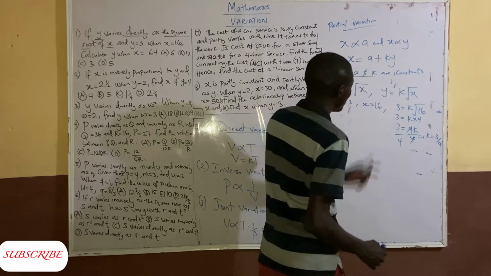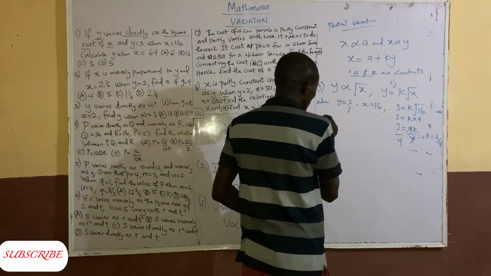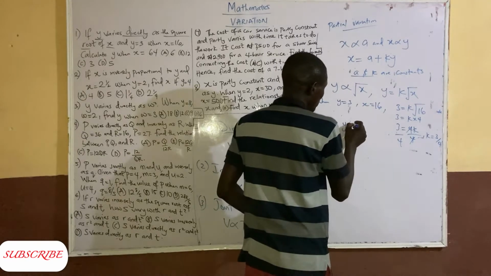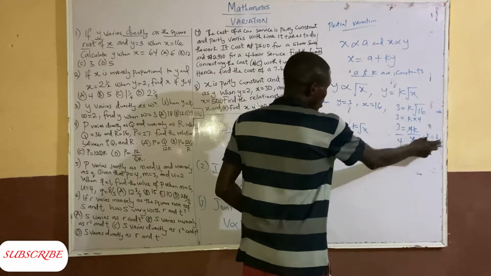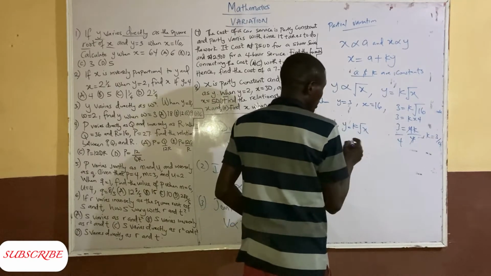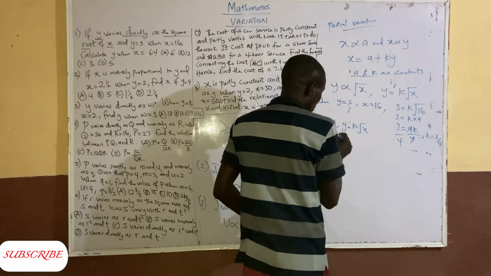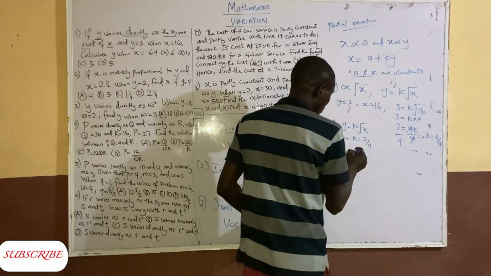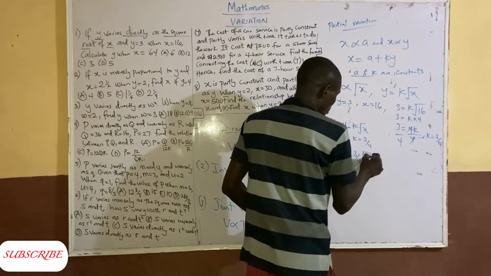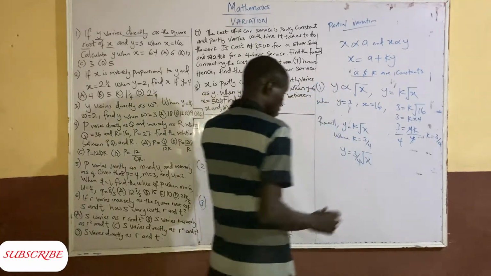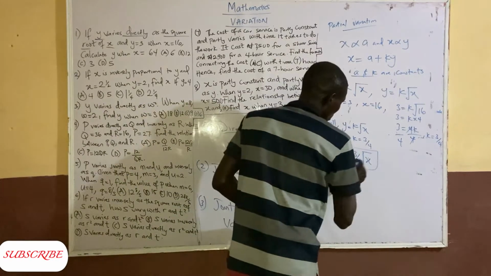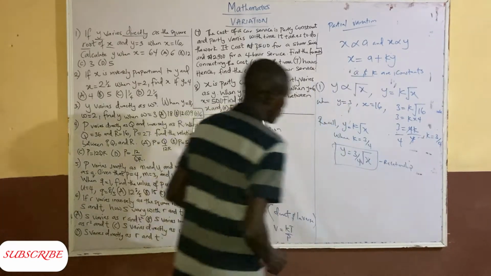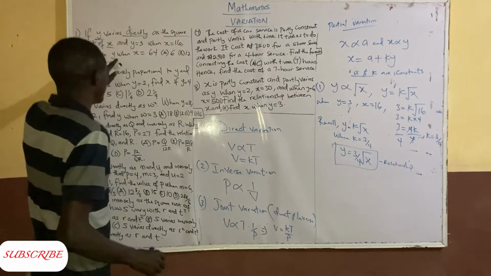So we come back to the equation y equals k root x. Now when k is equal to 3 over 4, we have y equal to 3 over 4 root x. This is the relationship according to the direct variation. If you are asked to find the relationship, this is it.